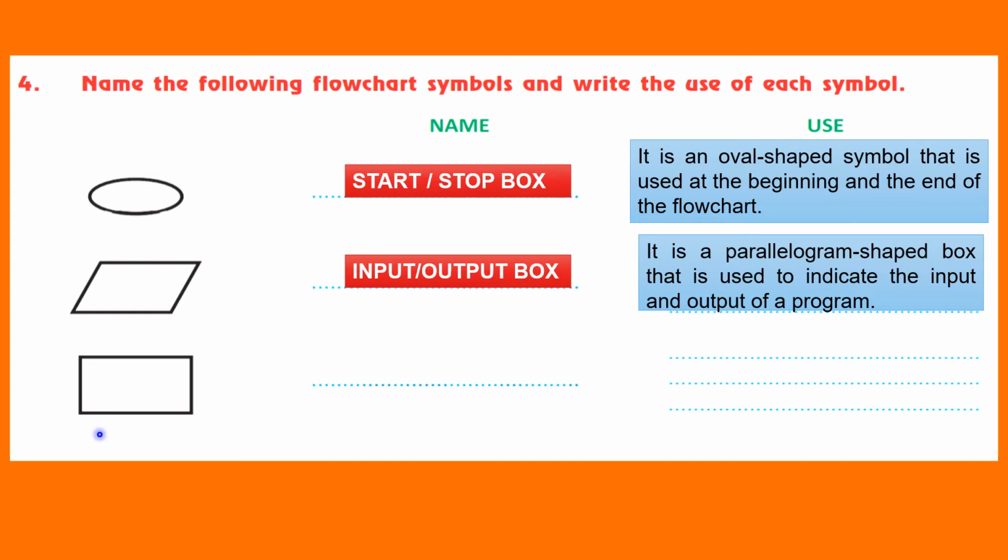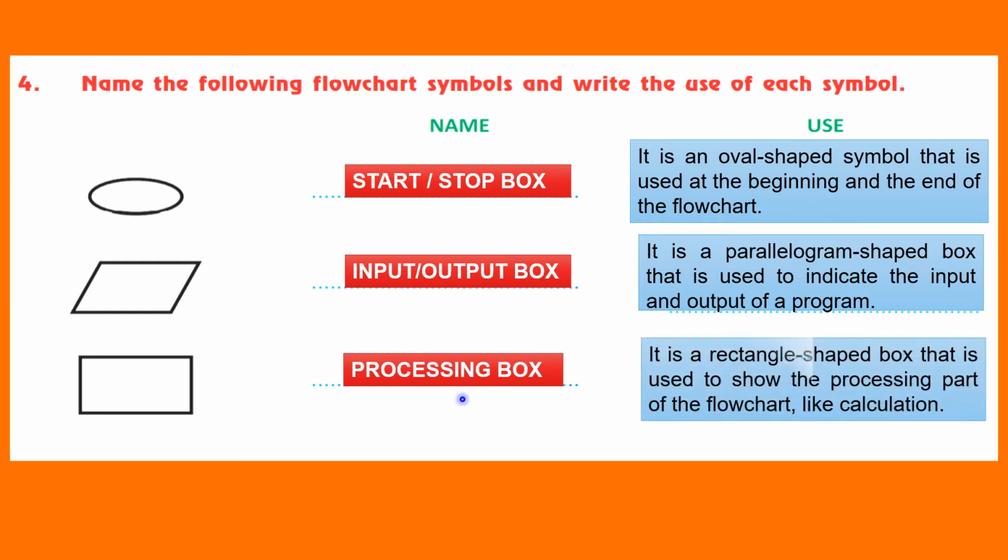Third, this is a rectangular box. Now, what is the name of this box? It is a processing box. Now, let's see what is its uses. It is a rectangle shaped box that is used to show the processing part of a flowchart, like calculation. So whenever we have to perform any calculation in a program, we always show the calculation in the processing box or this rectangle shaped box.